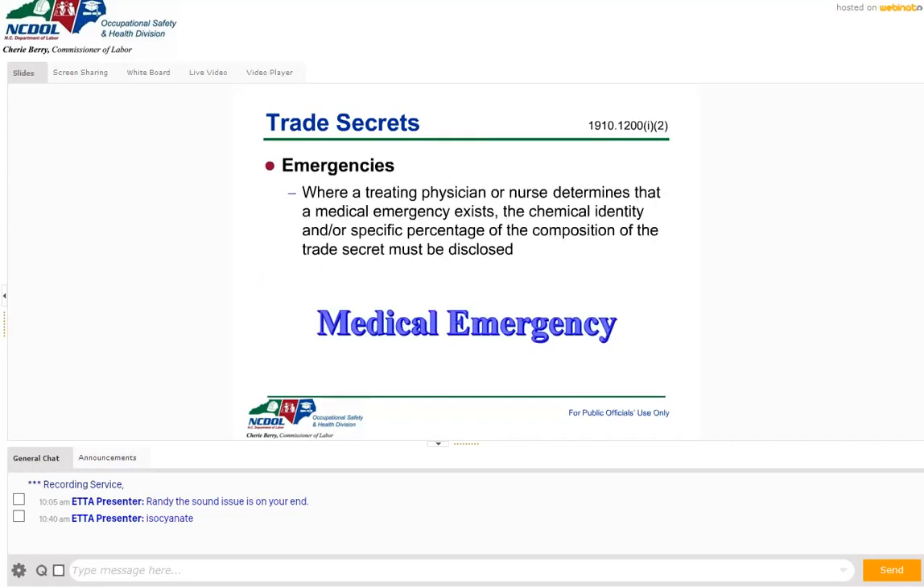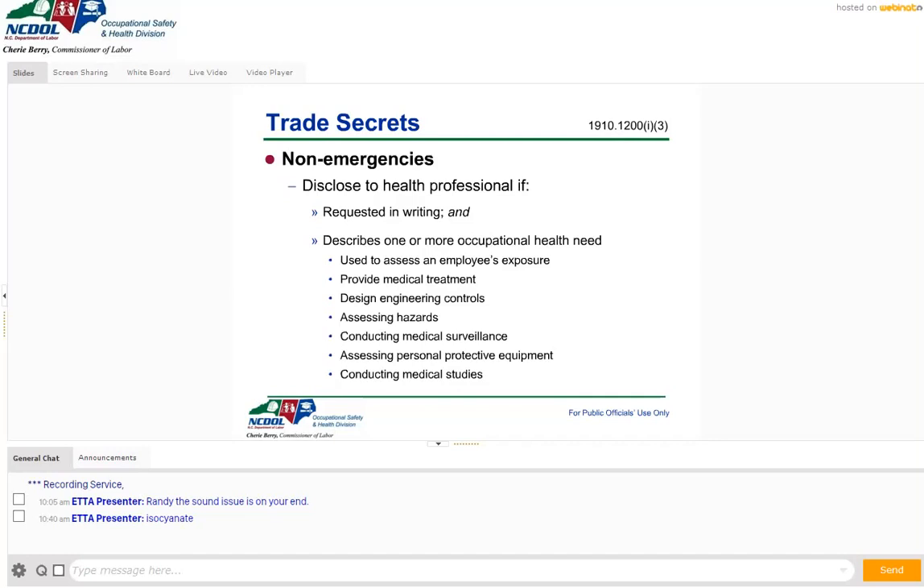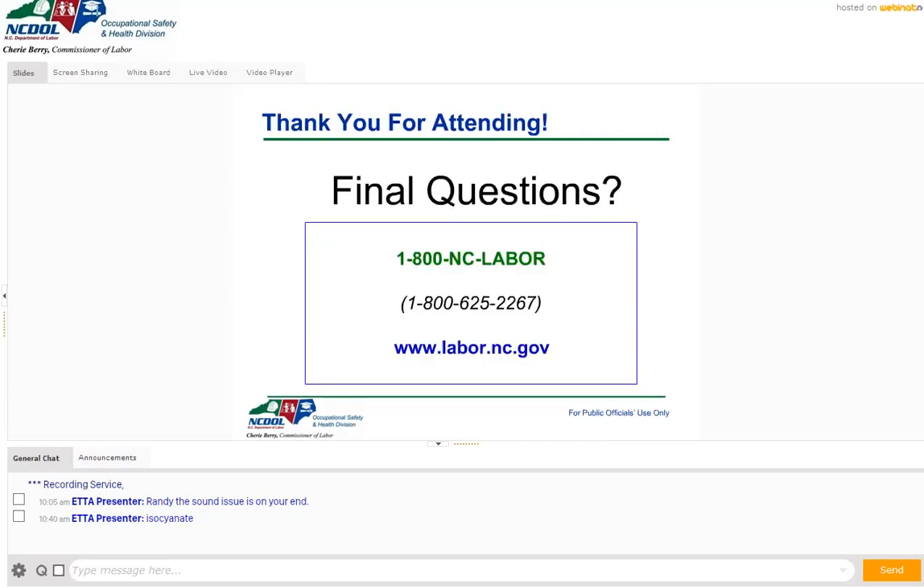So anyway, in emergency situations, like this slide says, a physician, emergency room, any of these people, if they call the emergency number for that chemical, they should be able to divulge full information. If it's a non-emergency for medical professionals trying to assess employee exposure, even if it's not an emergency, they have to disclose then as well.